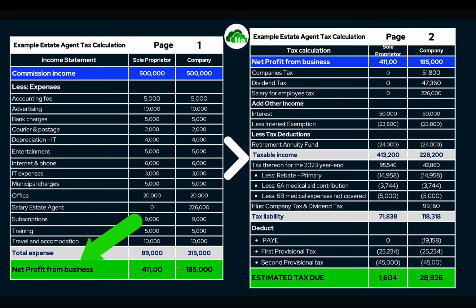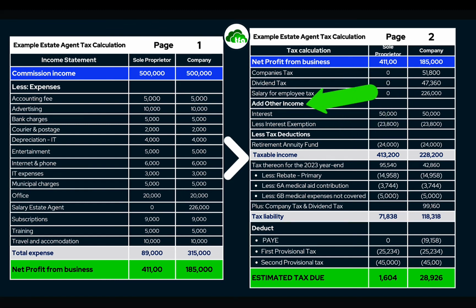We carry the net profit from the business over to the tax computation section on page 2. Firstly, the company tax is calculated at 28%, resulting in 51,800. Then dividend tax has to be calculated on the remaining profit distribution to the estate agent, resulting in 47,360 dividend tax. We are now in the individual's tax section of the calculation, where we just put the salary amount down in the right column of the company in order to calculate the individual's tax amount.